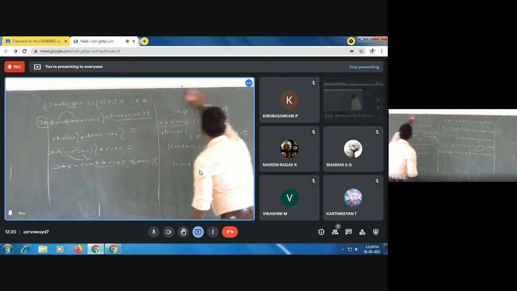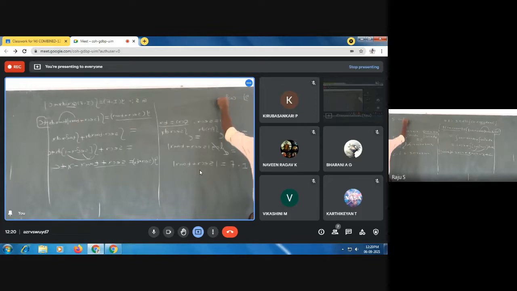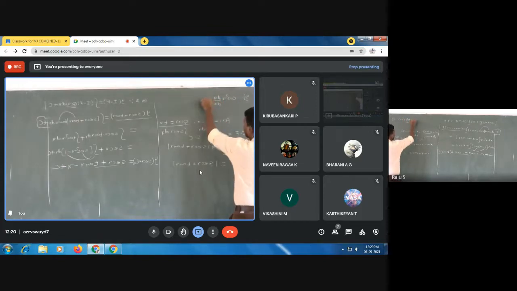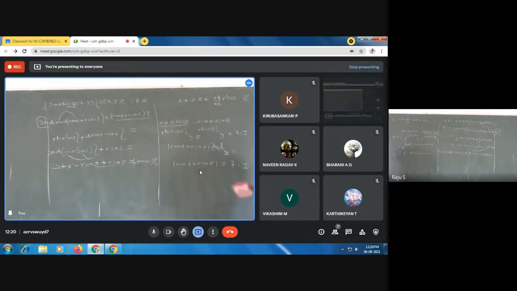Next question. Any question? Fifth one. Yeah. Cos square x dy by dx plus y is equal to tan x. I think this is a very simple question.